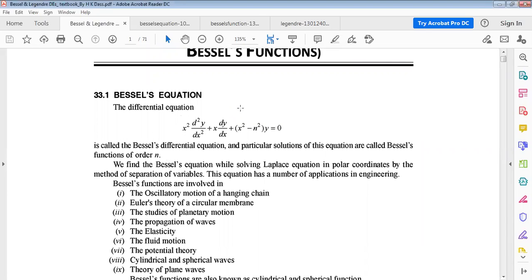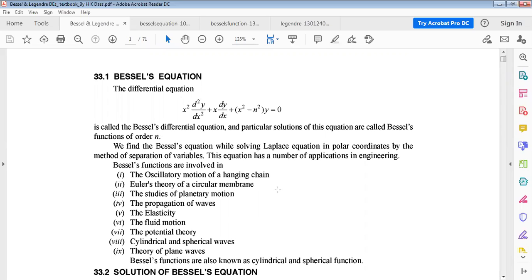The solution of this differential equation is called what? Bessel function of order n. And here n equals what? This n indicates the order for the Bessel function. Remember it, not for the differential equation. This is actually a second order differential equation. But if we represent this solution as a Bessel function, then that will be of order n. We find the Bessel equation while solving the Laplace equation in polar coordinates by the method of separation of variables.